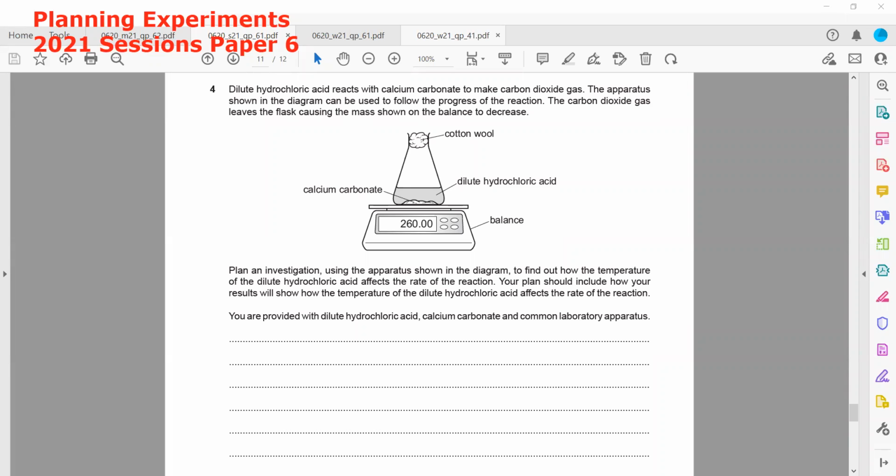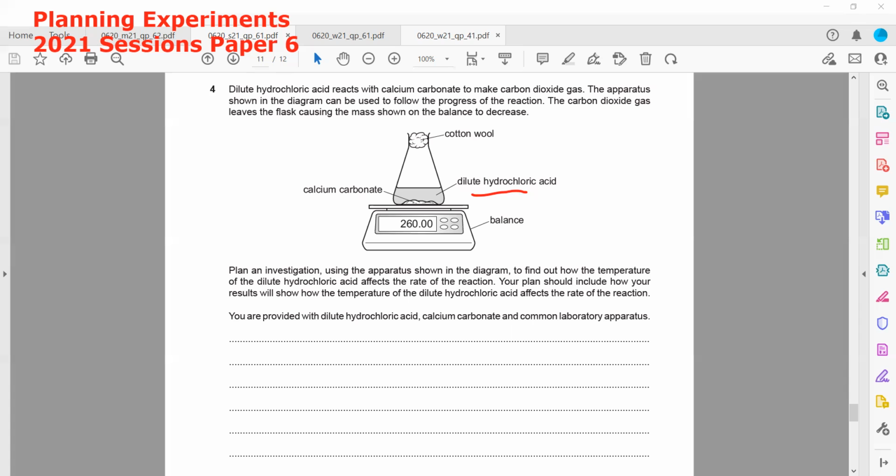So what we will do, basically for a fair comparison, we just want to change one parameter, and that parameter is the temperature. All the other parameters should be the same. So we should take the same amount of calcium carbonate. We should take the same concentration and the same volume of hydrochloric acid. The surface area of calcium carbonate should also be the same.